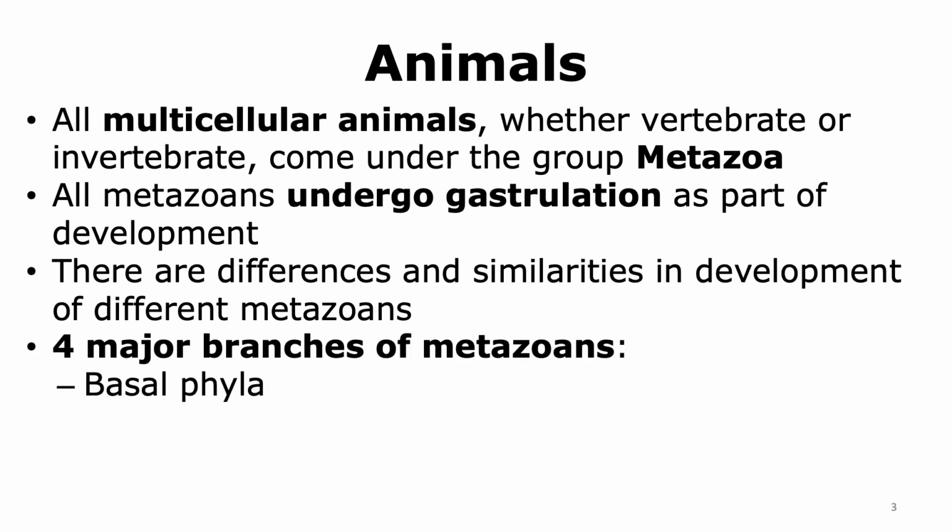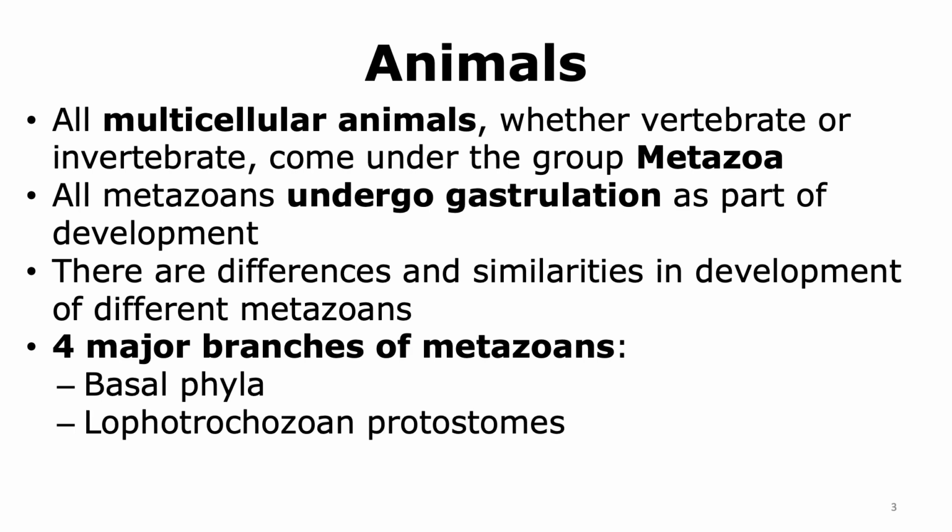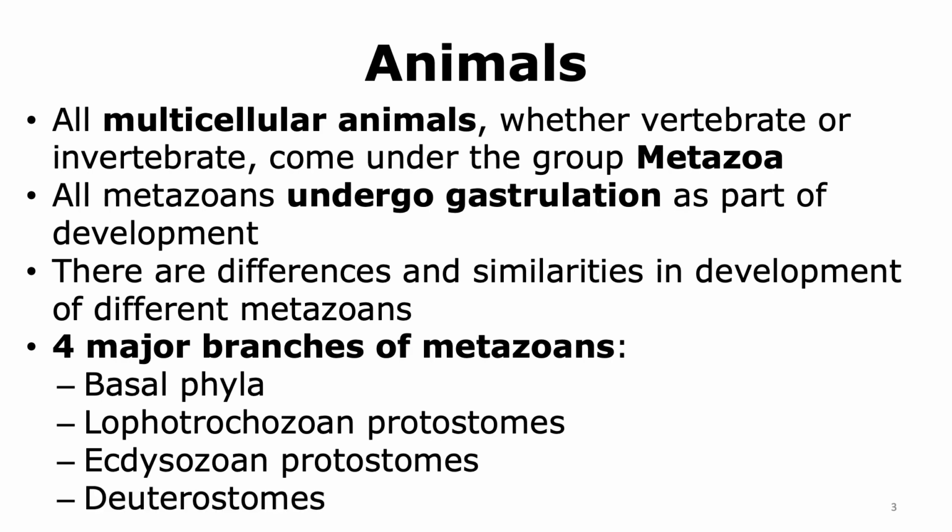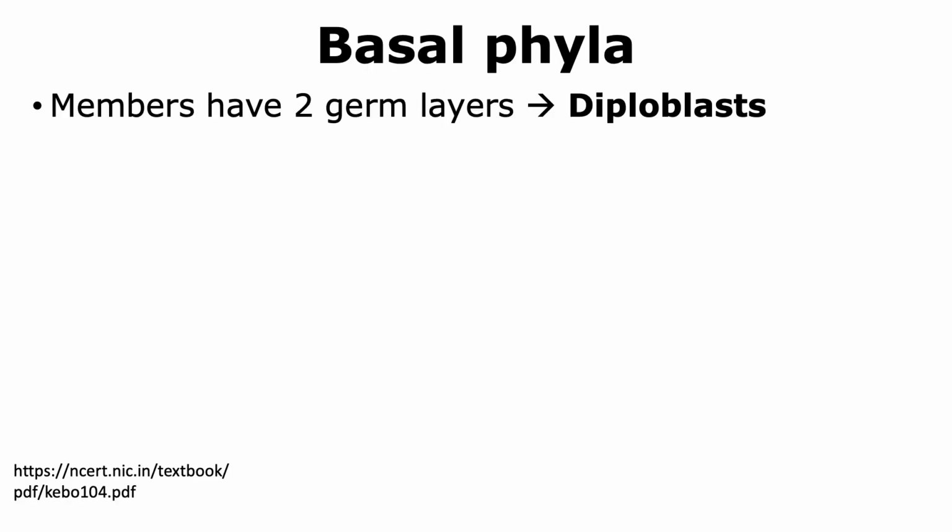And so based on these, we actually have four major branches of metazoans. There's the basal phyla, the lophotrochozoan protostomes, the ecdysozoan protostomes, and the deuterostomes. So let us look at what each of these branches are. Let us now look at the first group, which is the basal phyla. The members of this group have two germ layers and hence are called diploblasts.